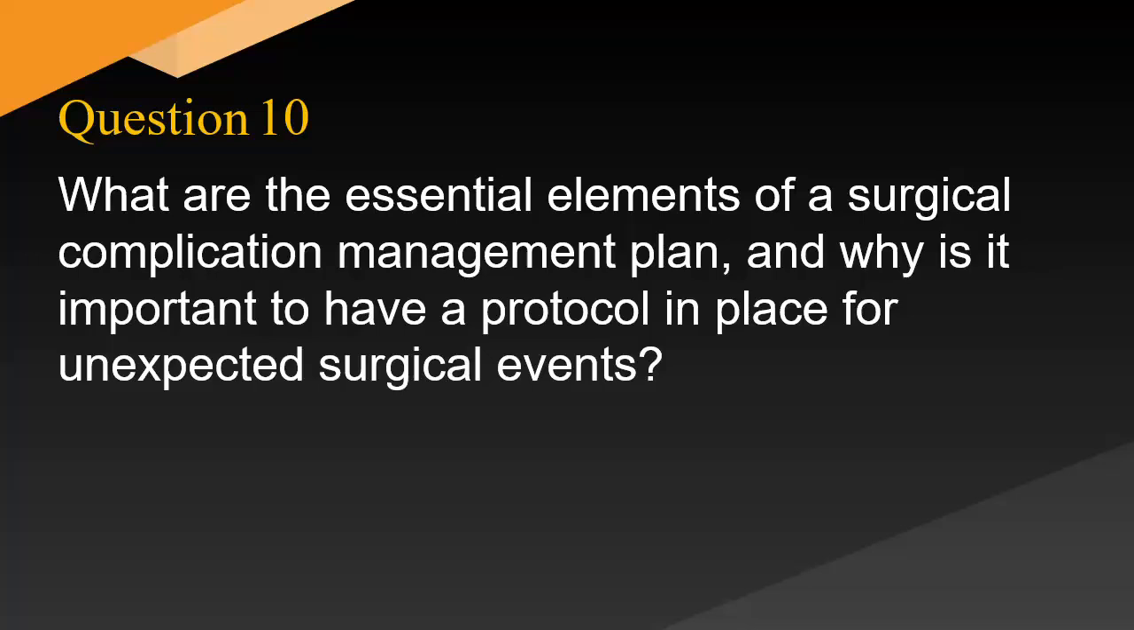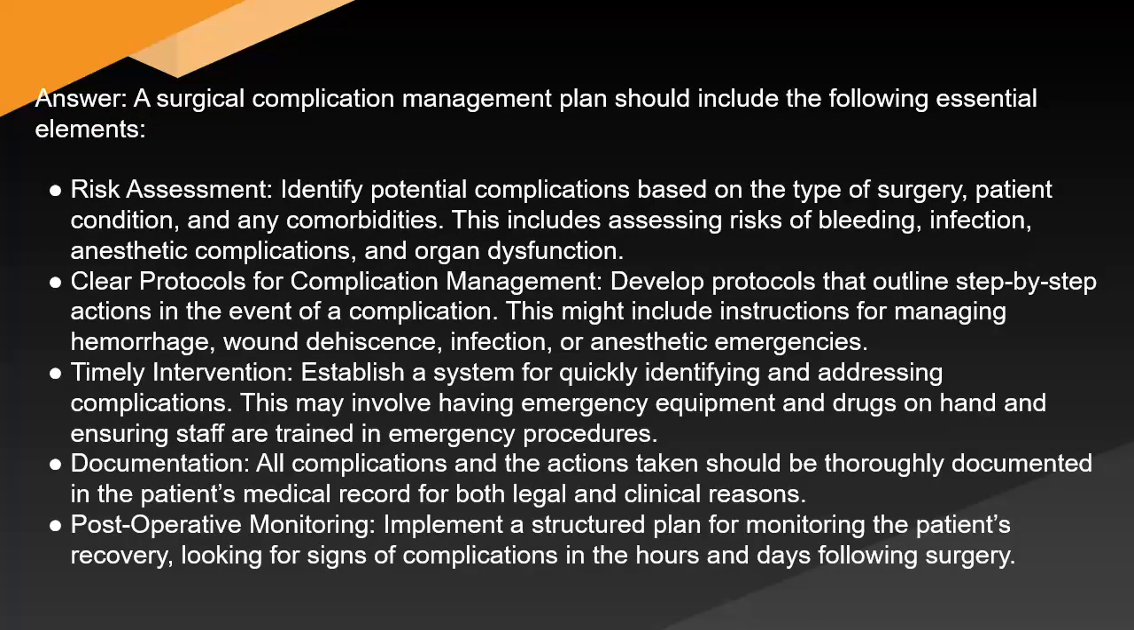What are the essential elements of a surgical complication management plan, and why is it important to have a protocol in place for unexpected surgical events? Answer: a surgical complication management plan should include the following essential elements. Risk assessment. Identify potential complications based on the type of surgery, patient condition, and any comorbidities. This includes assessing risks of bleeding, infection, anesthetic complications, and organ dysfunction.